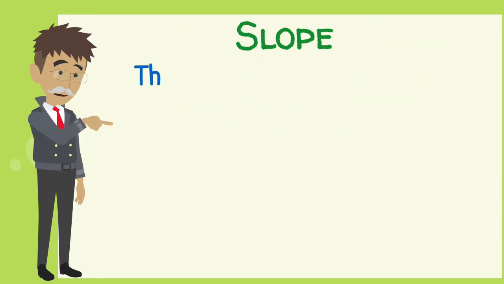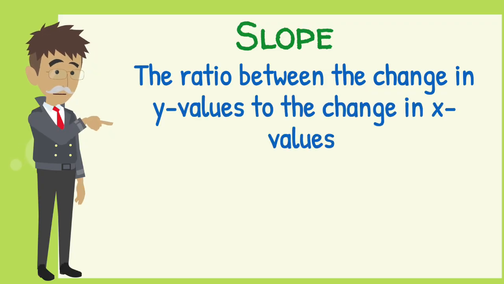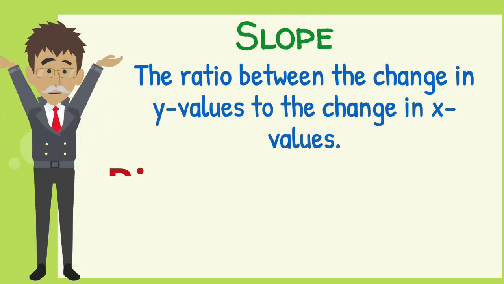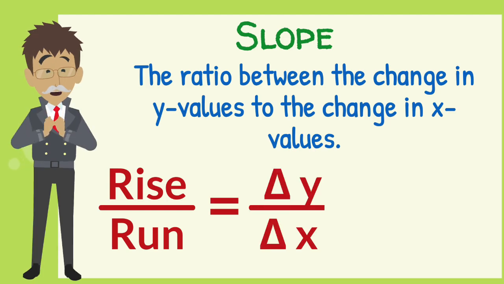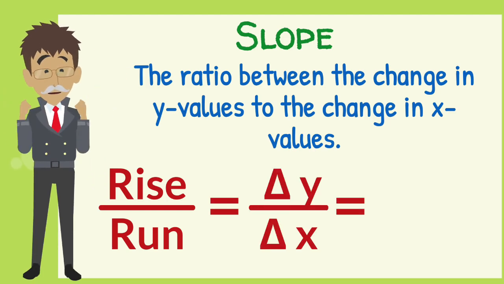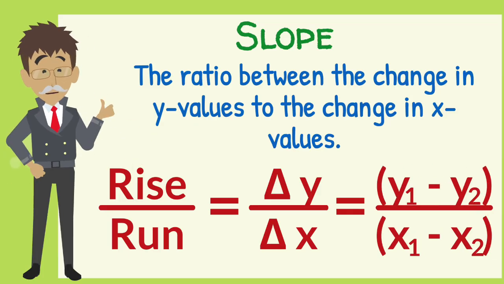Slope: the ratio between the change in y values to the change in x values. Also known as rise over run, and is calculated with the formula the change in y over the change in x equals y sub 1 minus y sub 2 divided by x sub 1 minus x sub 2.